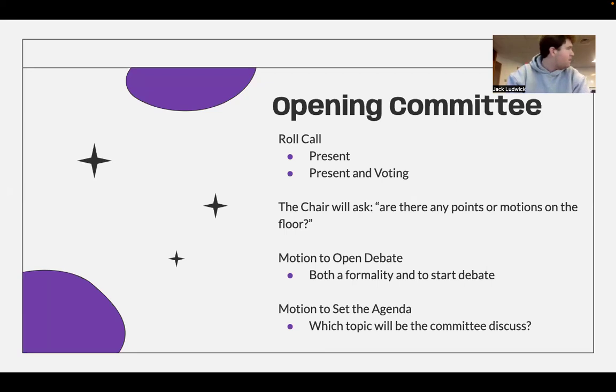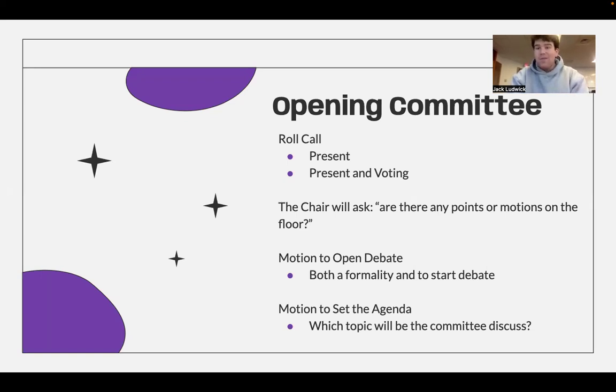If you are present, what that means is that you do not have to vote on voting procedures and you can choose to abstain. If you are present in voting, you cannot abstain. You have to vote yes or no on draft resolutions. All delegates must vote on things like moderated, unmoderated caucuses, and things that move the committee along.